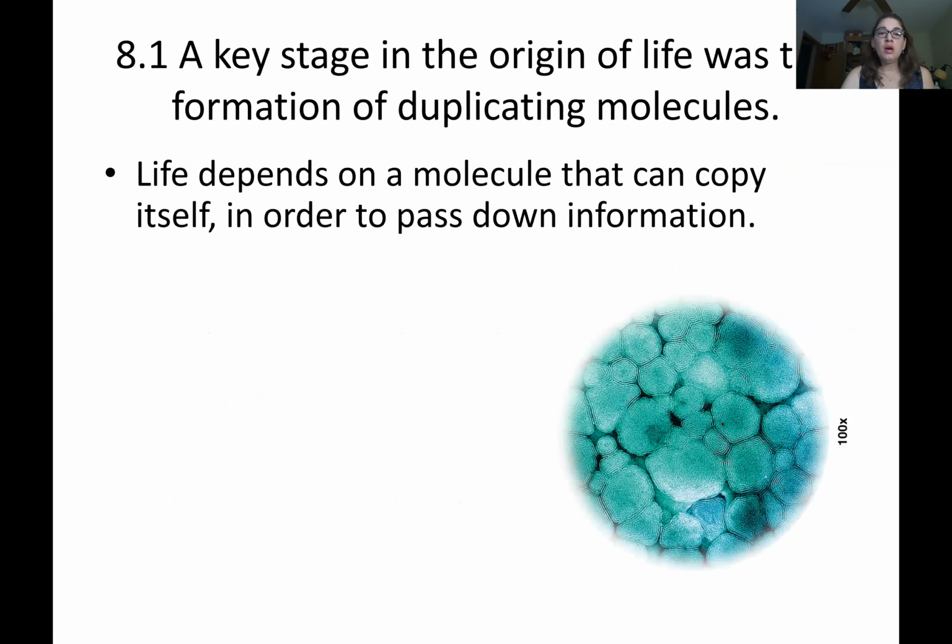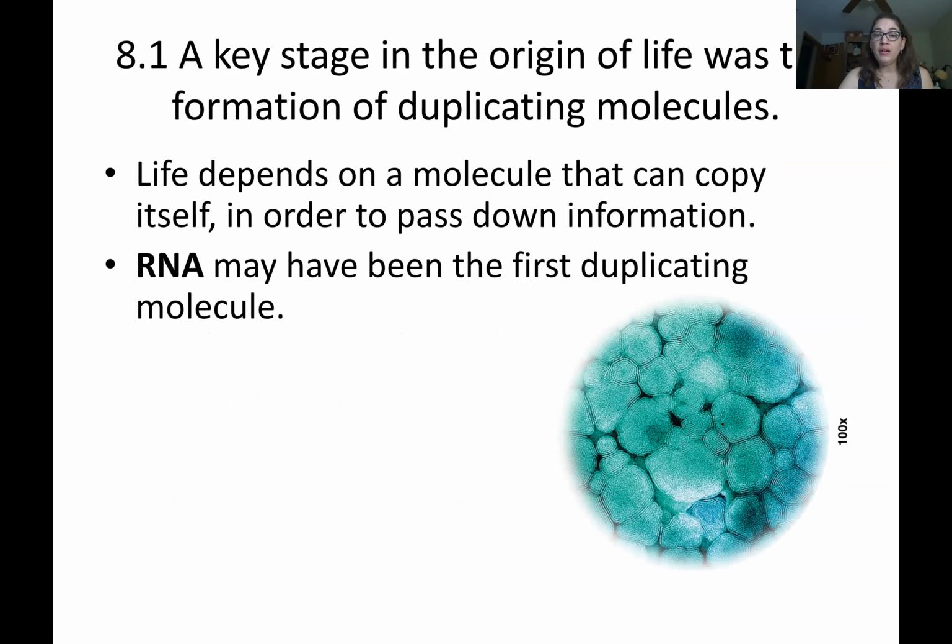Okay, so life does depend on a molecule that can copy itself and pass down information from one generation to the next. We have just spent some time talking about DNA. And so for most life, DNA is that molecule. However, RNA may have been the first duplicating molecule because it is simpler, it is a single strand. And we find that simpler life forms or organisms use RNA, like viruses, for example.